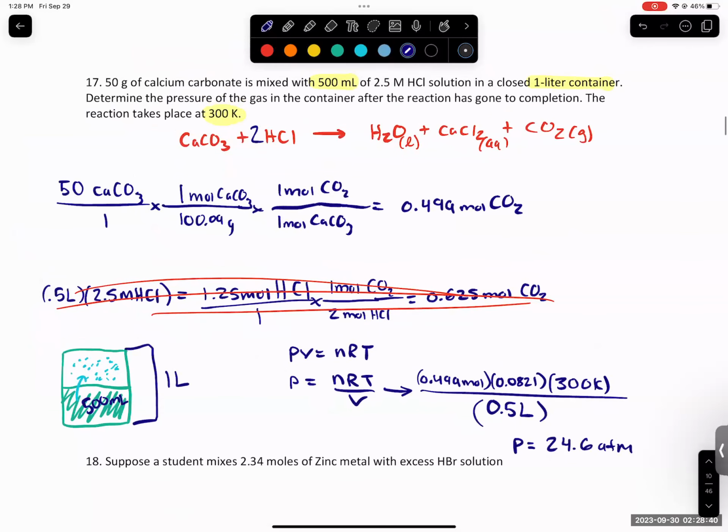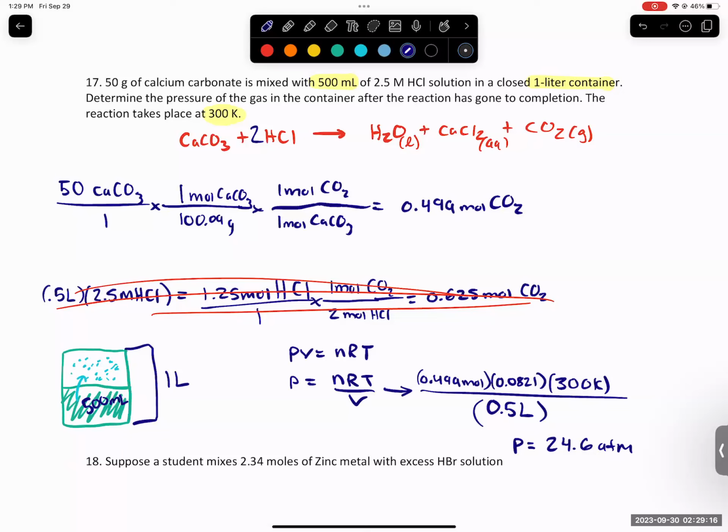Getting ready to rupture. Okay. Any questions on this problem? This is a little bit of a tricky problem, just because people would immediately say 1 liter container and put that into their ideal gas equation. But you have to think that this solution is not just going to vanish, it's still there. So the gas isn't going to occupy all that area where the solution is.